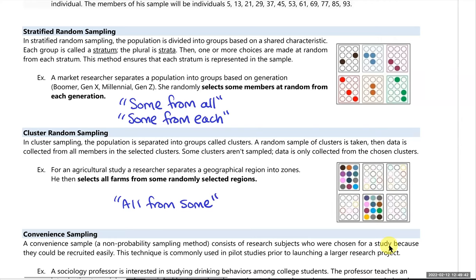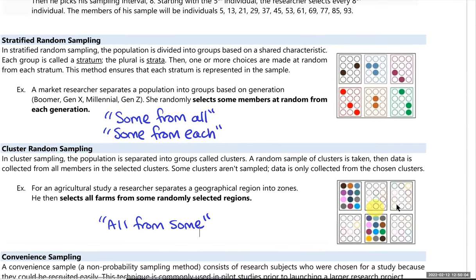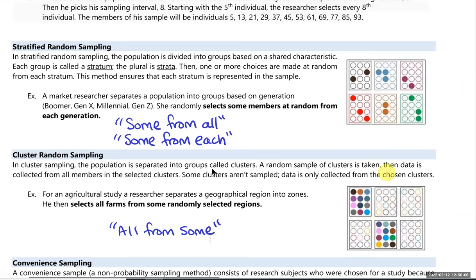So randomness is involved, but the key is to look at it and say, I made groups. And did I pick some from all the groups? Or did I pick just a couple groups and take everybody? Now, I kind of know if you see the difference with the following example.